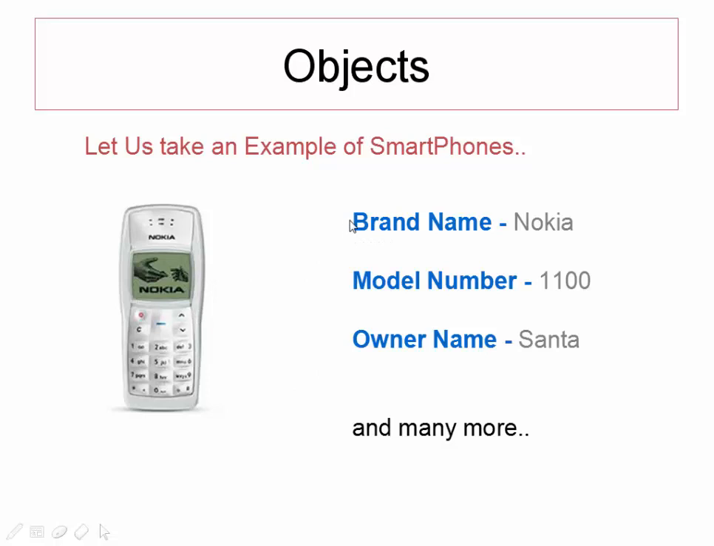A smartphone can consist of many attributes like brand name, model number, owner name, last manufacture date, IMEI number, and many other attributes like that. But the best common three features that every smartphone consists of are these. However, the values might be different for all the other objects.